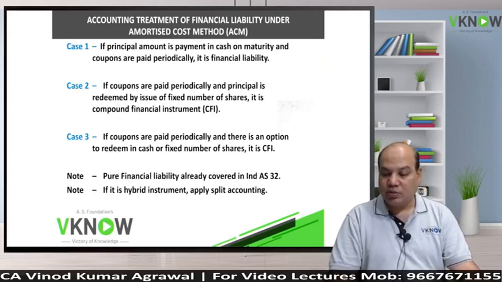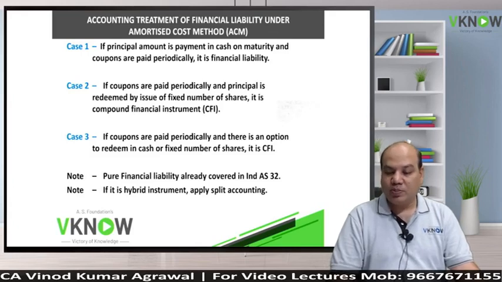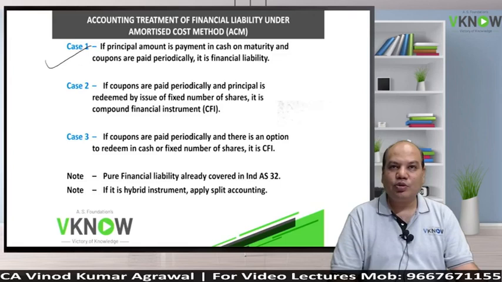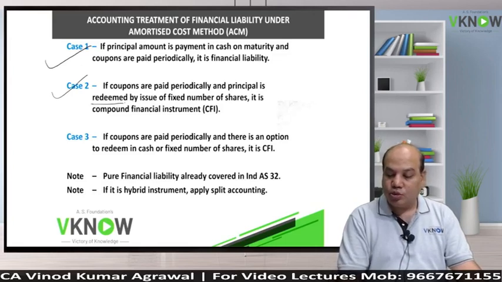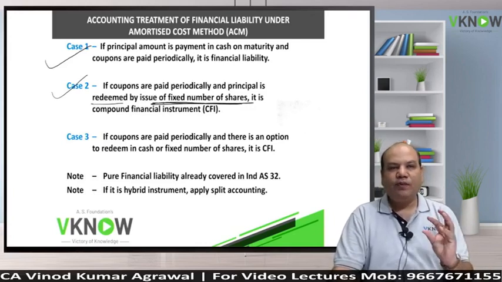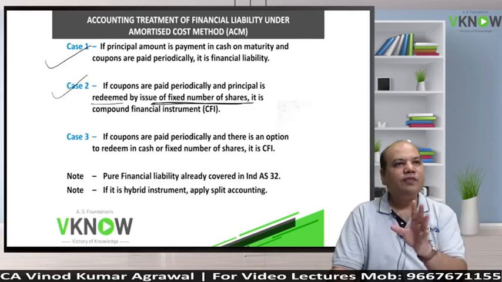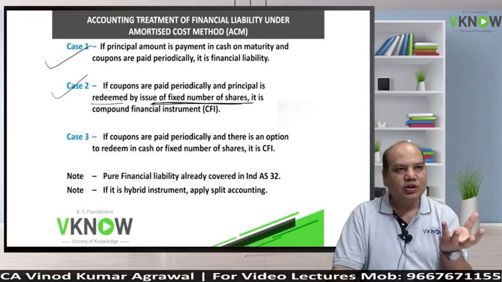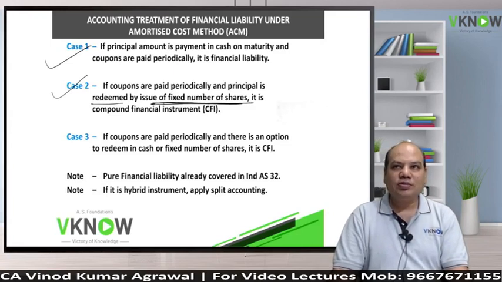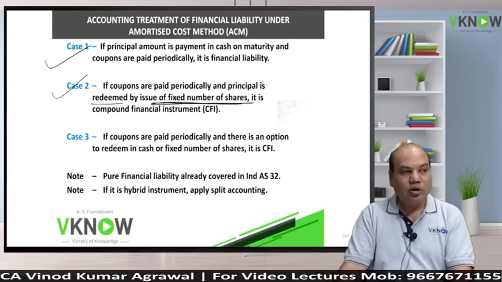Look at the question. If the principal amount is paid in cash on maturity and coupons are paid in cash periodically, this is a pure financial liability, already discussed. We have solved 1 or 2 questions on that. If coupons are paid periodically and principal is redeemed by issue of a fixed number of shares, that means a fixed principal is exchanged for a fixed number of shares. Fixed principal means I had to pay fixed cash; instead of that, I pay a fixed number of shares. Non-derivative contract, element number 3, which will be settled in own equity shares by issue of a fixed number of shares, they are called equity. That portion is called equity.